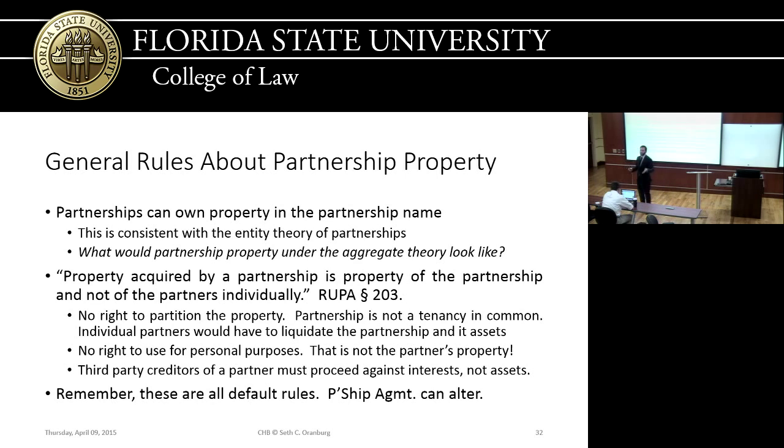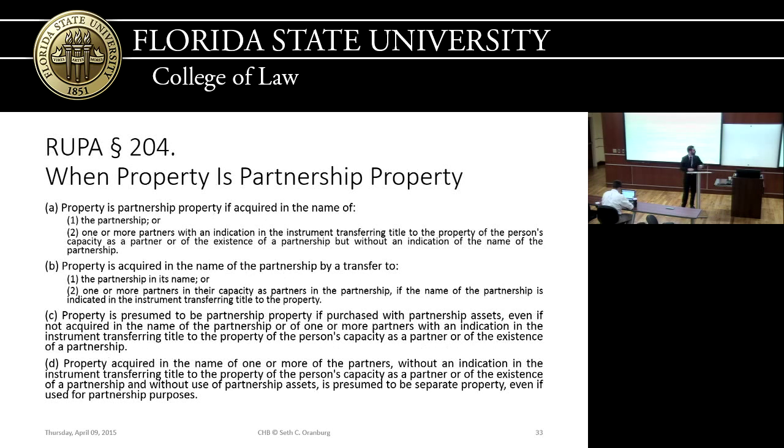Okay, let's say the partnership owns Blackacre. Do the partners each get a piece of Blackacre? No, they each get a piece of the partnership. And that's important and distinct because that changes their ability to use Blackacre, since they don't have rights to a third of Blackacre. They have rights to a third of the partnership. So we have some tests to determine when property is partnership property. I suggest you read 204. But we have a couple general rules and a couple rebuttable presumptions.